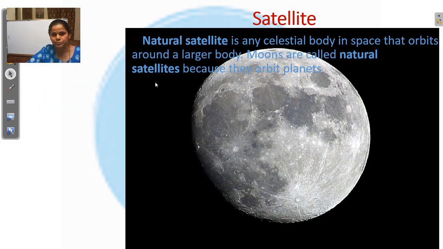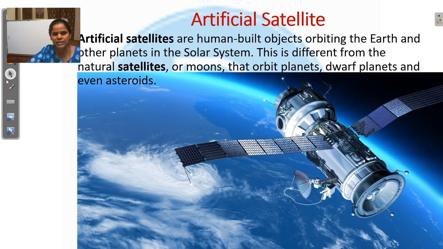Clear? Then what is an artificial satellite? So artificial satellites are human built objects. These are human built objects orbiting the earth and the other planets in the solar system. This is different from the natural satellites or moons that orbit planets, dwarf planets and even asteroids. Clear students? So here we studied the two types of satellites, natural and artificial. Moon is an example of a natural satellite.